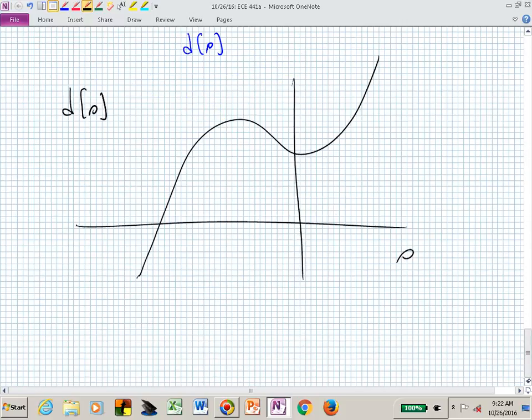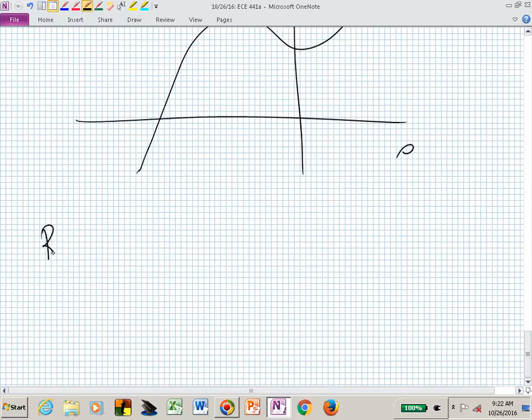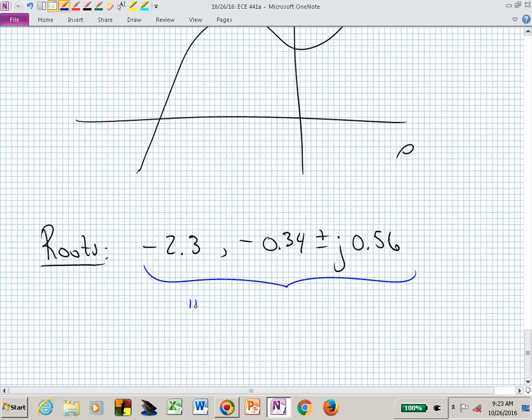If you do that, in this case, the roots of that d of s are now at minus 2.3, and the others are complex, and they're at minus 0.34 plus and minus j 0.56. And these are what we are calling the open loop poles, or the roots of d of s in our standard root locus form.